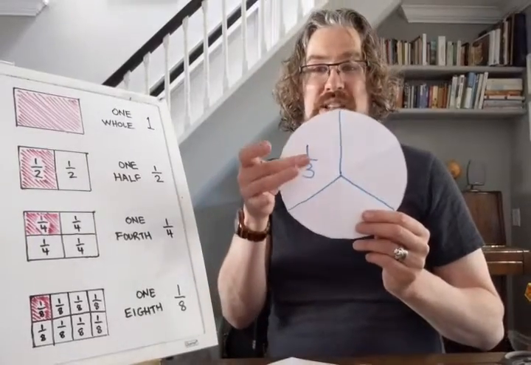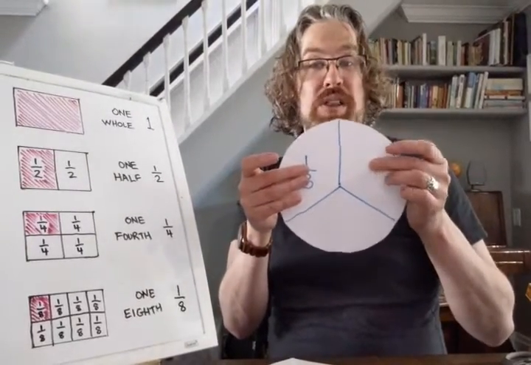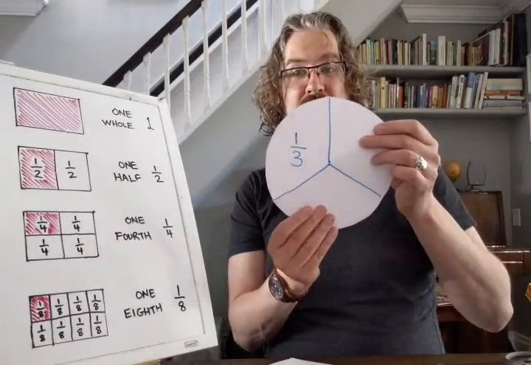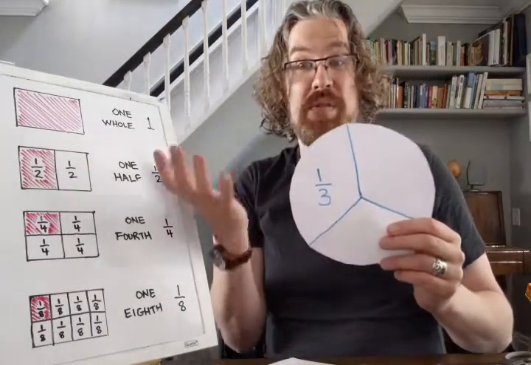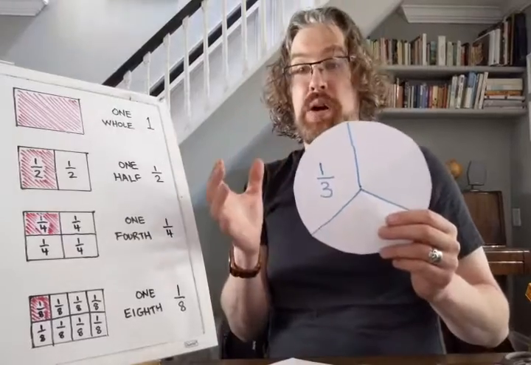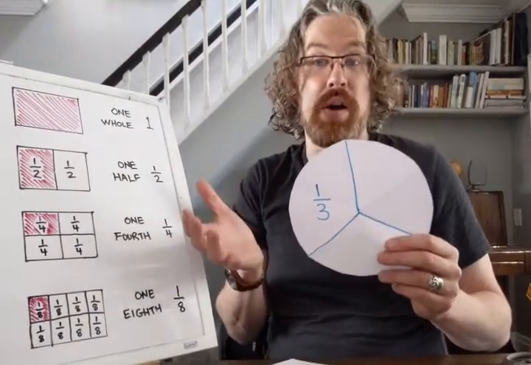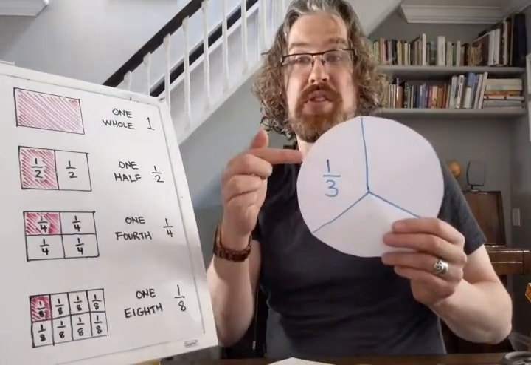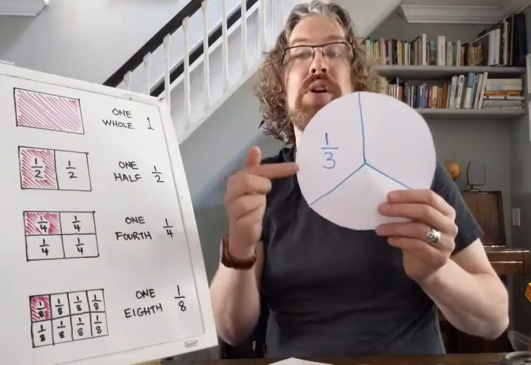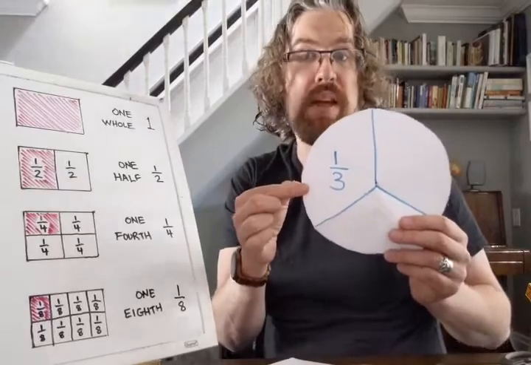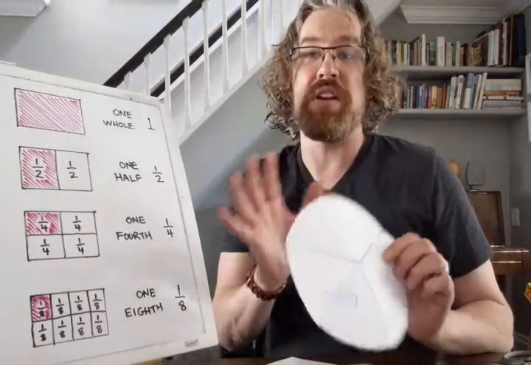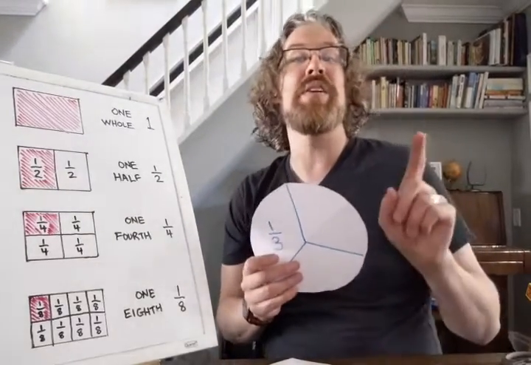Thirds. This is 1/3, this is 1/3, and this is 1/3. And this is how we write 1/3. Remember, so 1/2 is 1 out of 2 parts, 1/4 is 1 out of 4 parts. So the way we write our 1/3 is 1 out of 3 parts, 1/3.